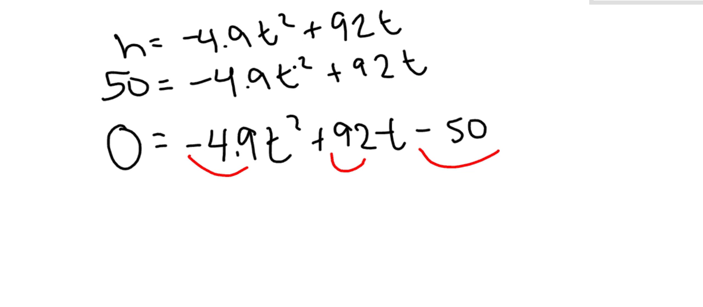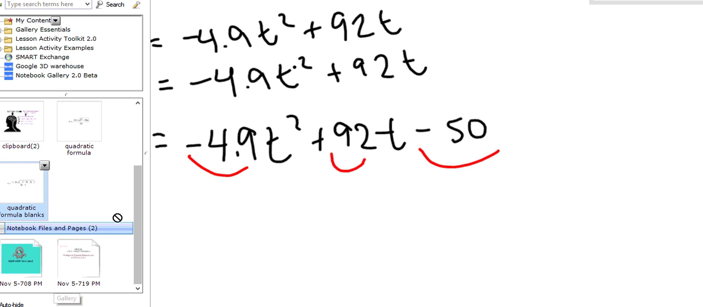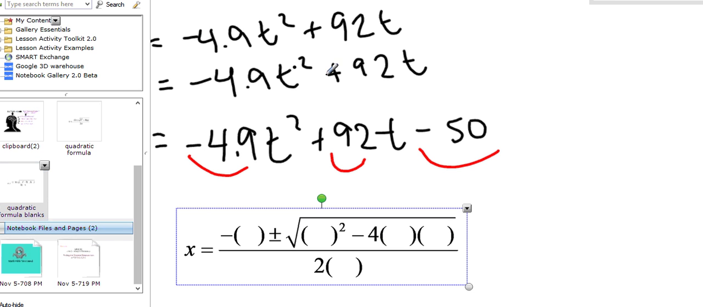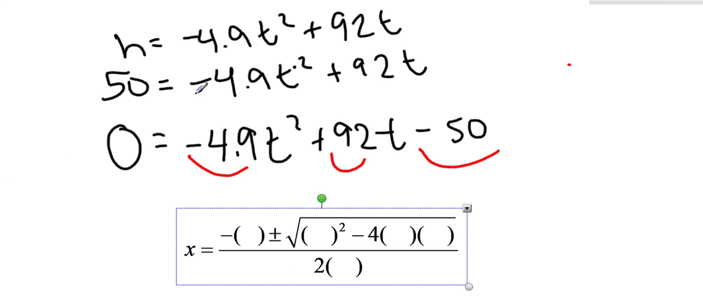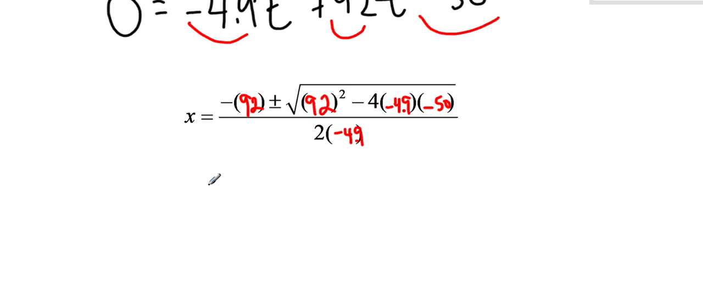So let me grab my extra special quadratic formula. Woohoo! So I have all these blanks ready to go. Negative b plus or minus the square root of b squared minus 4ac, all over 2a. So take out your calculator. Oops, make sure that's a decimal. Take out your calculator. Let's do the math here.